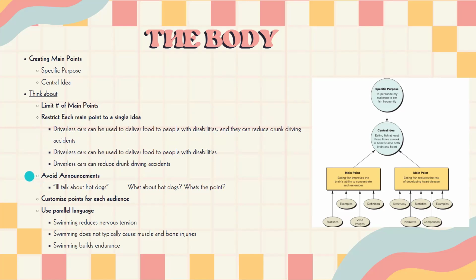Next, avoid announcements. I'm not even joking, this is one of the examples in the textbook. I don't know if yours, I think for my other class, their textbook it is. But for a main point, don't just say, oh, I'm going to talk about hot dogs. Okay, what about hot dogs? What's the point? What are you getting at? So maybe a main point would be, sodium nitrates in hot dogs cause health issues for many people. Boom, main point.